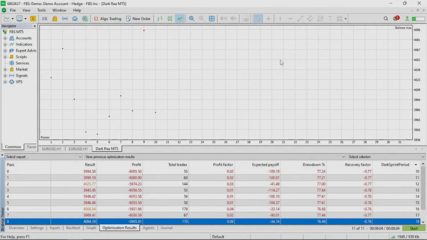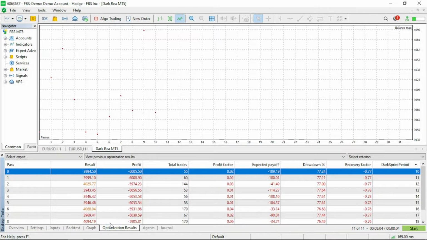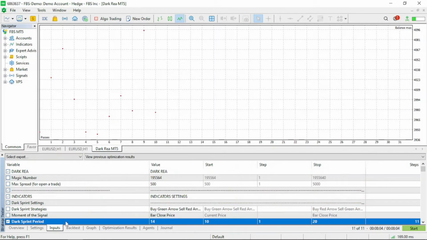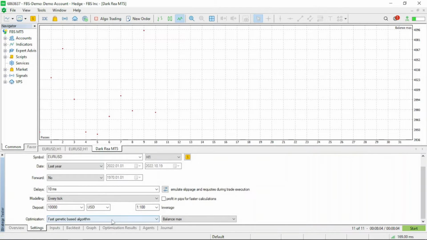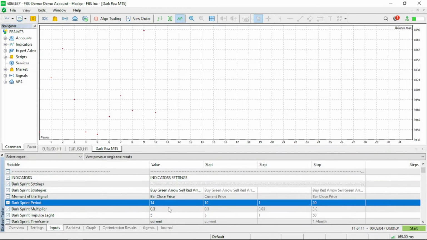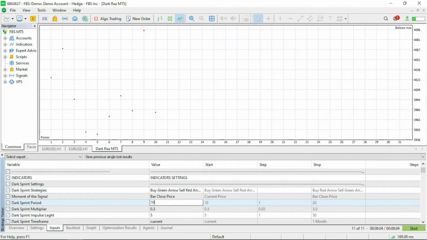From the optimization results, we learn that one simple adjustment isn't going to change everything. However, let's take the fastest period in our test and see if we can build a simple strategy from there. To do this, we're going to disable optimization and set the Dark Sprint period to 10 and the impulse length to 3.